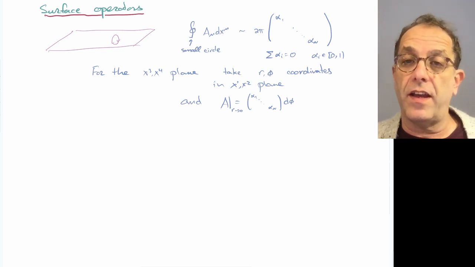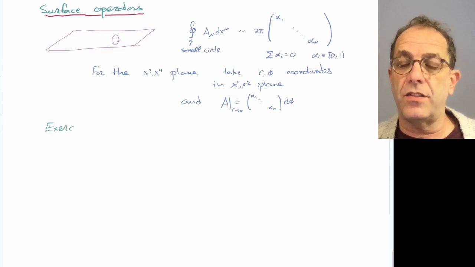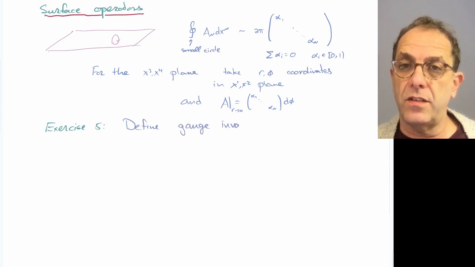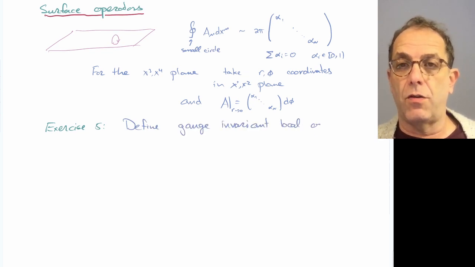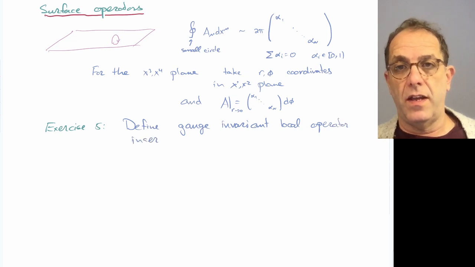So finally I have the last exercise, which is harder, and that is to define local operator insertions into a 't Hooft loop or a surface operator in such a way that they are gauge invariant.